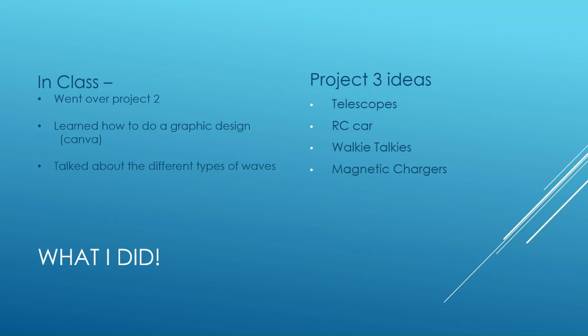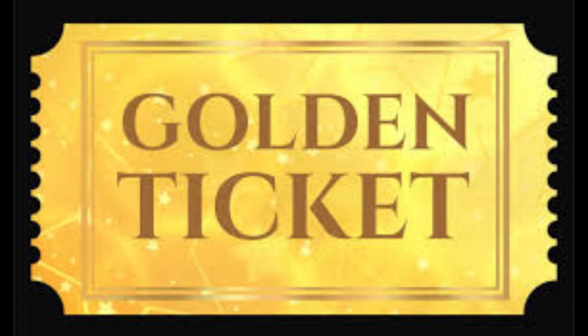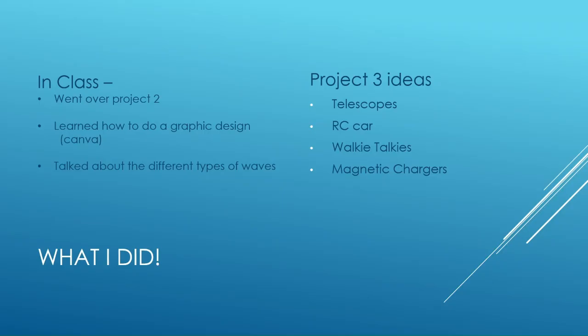Our telescopes seemed like a lot. RC cars, we had to build another circuit, and we are not good at circuits. Walkie-talkie, same thing, more circuits. And magnetic charges, we're doing more research on that one, but that might be our golden ticket. But not too sure at this point, to be honest. So all of them are kind of a bust, but we'll revisit them and do some more research. Hopefully have a solid project by Tuesday.